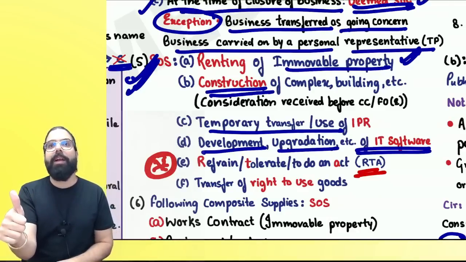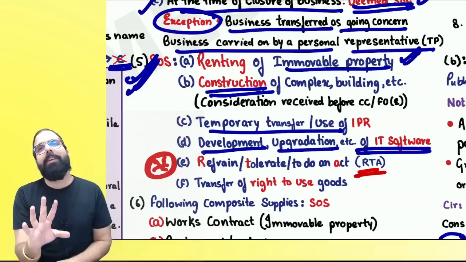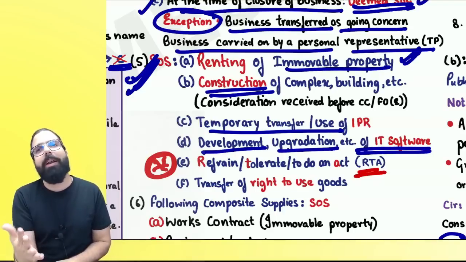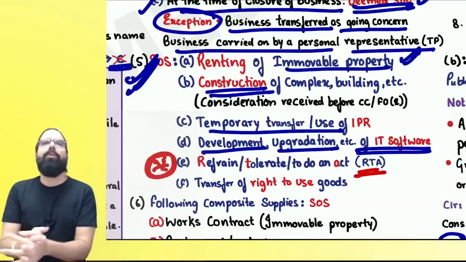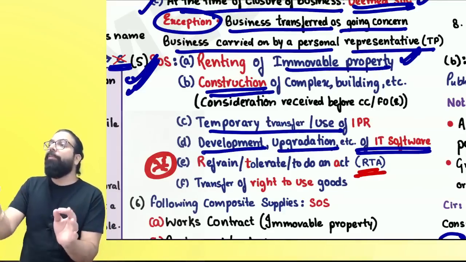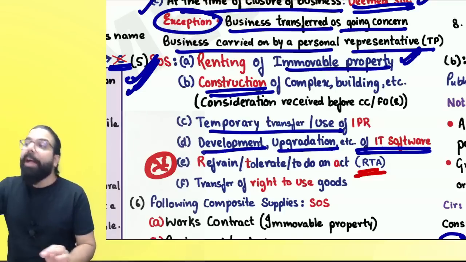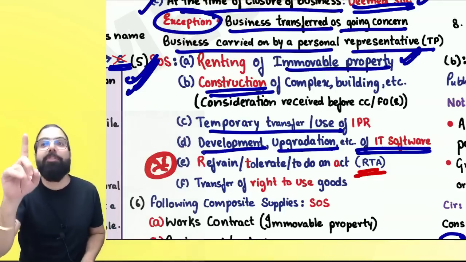Are you able to understand? Just because a penalty or compensation was charged from you and there was no agreement, it can never be supply of service. That is what the circular is telling. Paragraph number 5E, which says refrain, tolerate, or do an act. When you read it, it says agreeing to the obligation, meaning there has to be an agreement.